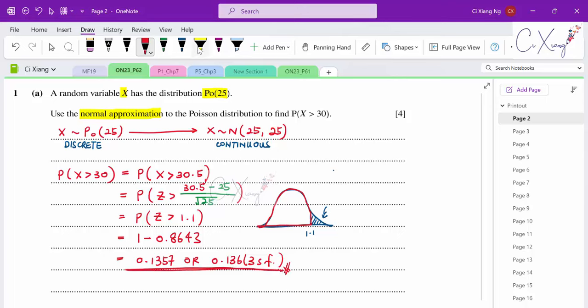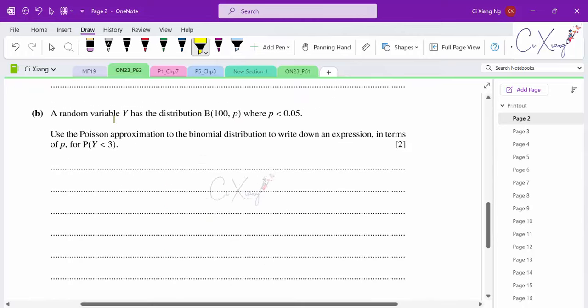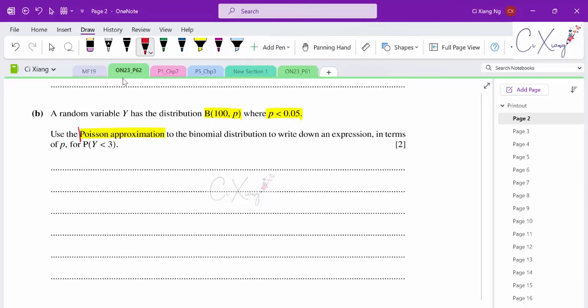Alright, so this is how we apply normal approximation on the Poisson distribution. Let's continue to part B. For part B, we have the random variable Y with a binomial distribution, n is 100, and p is the probability, where p is smaller than 0.05. Use the Poisson approximation. Highlight the keyword Poisson approximation. They also give us a very obvious hint already.